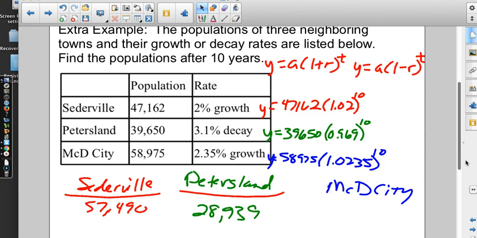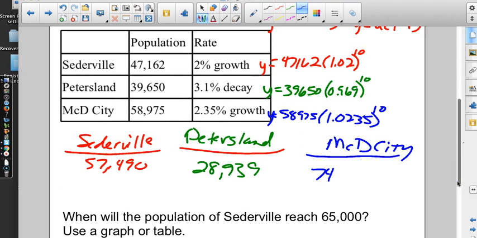McD City, 58,975. Well, that started off a little higher, and their growth is a little higher. Times 1.0235 to the 10th. So higher population in the end. 74,390, about 5 people. So we're still just using those 2 basic formulas. But we have to keep track of where does it start, and then is it growth or decay, and use the right formula. And make sure we have those 2 decimal places in there.